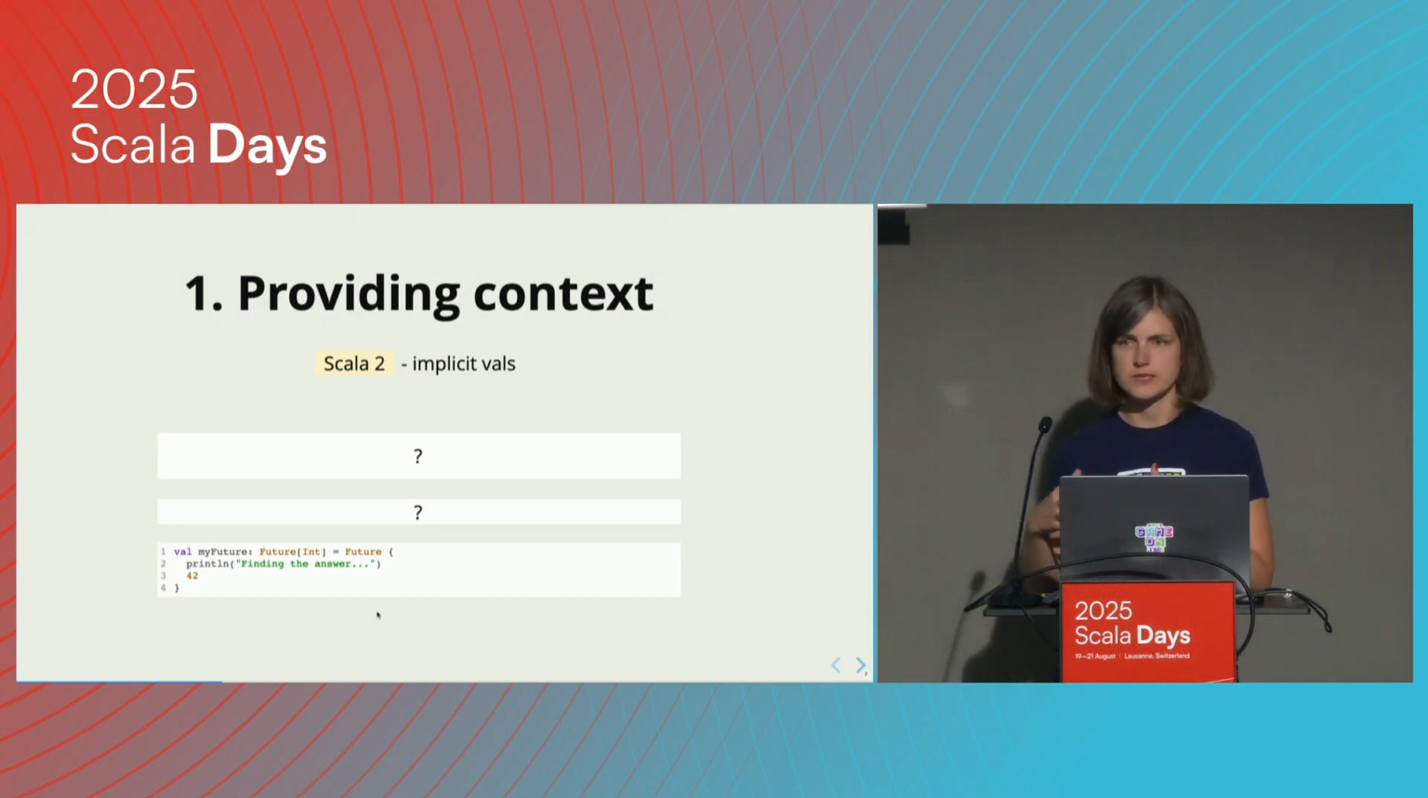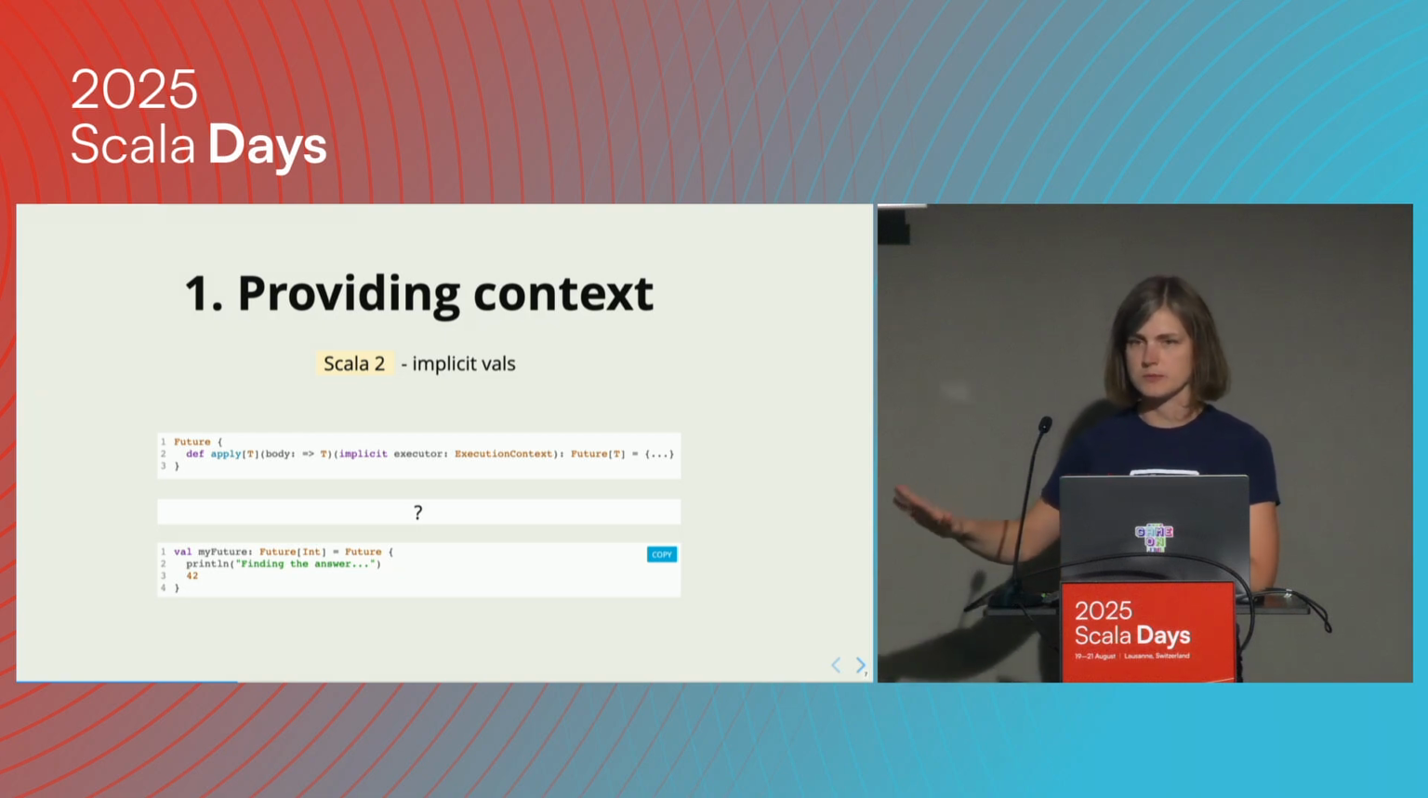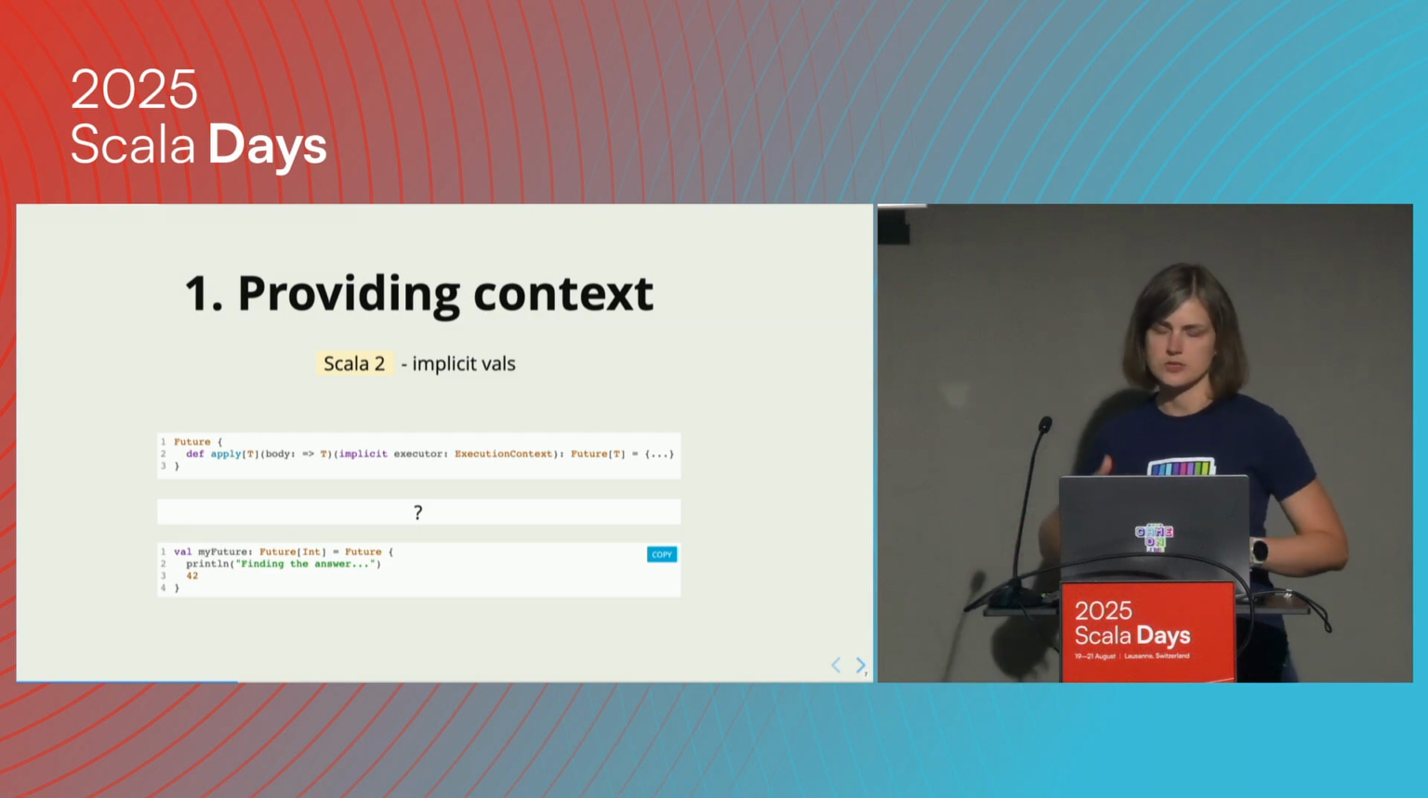If we have some kind of asynchronous computation, we need some thread pool, or in this case, some execution context. If you take a look at the apply method in the future, you see that apart from the body, you also have this implicit parameter list, which tells you that you need to provide the execution context. But you don't want to write it every time you define a future, because this is some context which you can define once and let the compiler just fetch it wherever it needs.